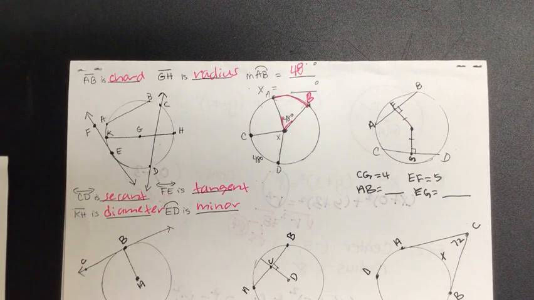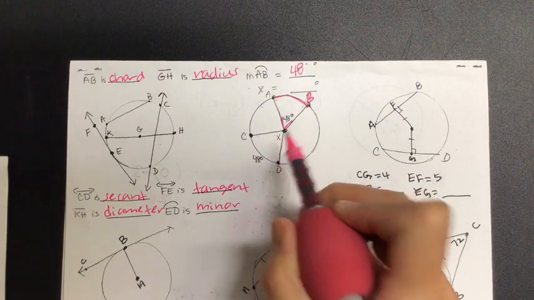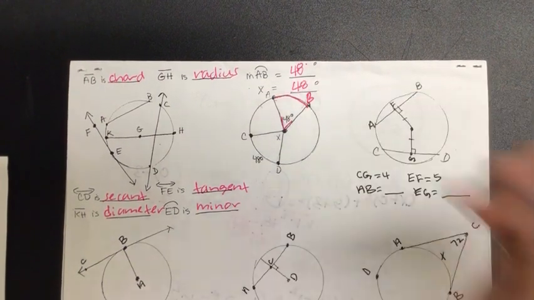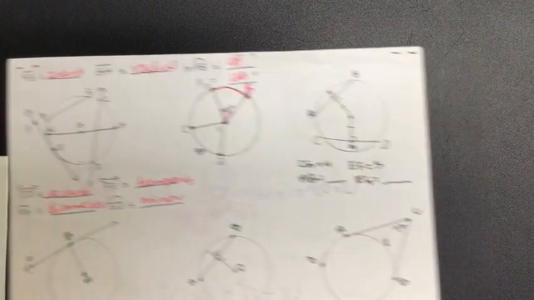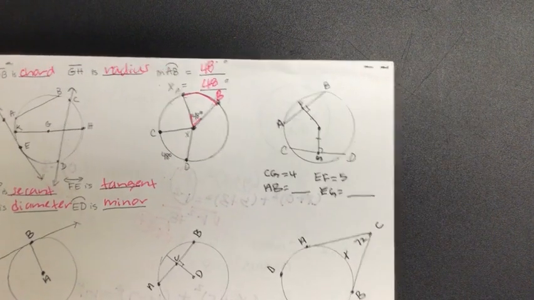And then can I go the other way around for angle X? Yes. We have the arc and the central angle should also be the same. Then let's move on to the next one.